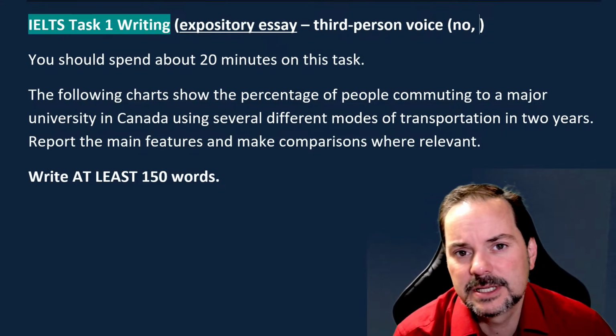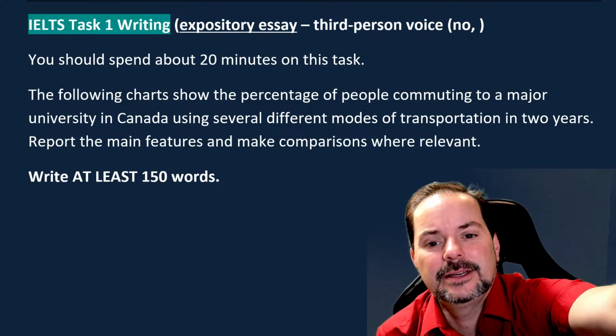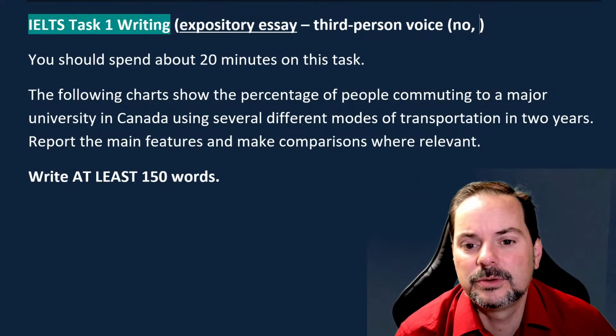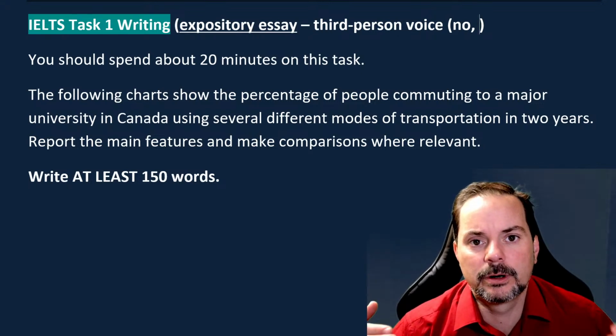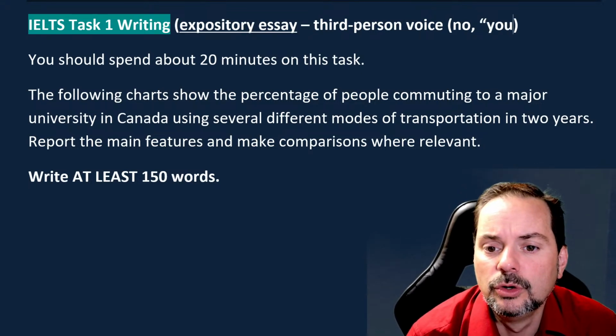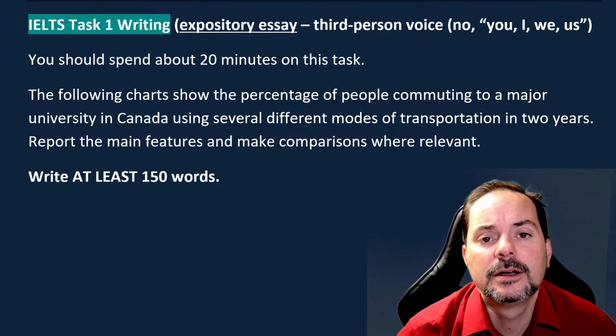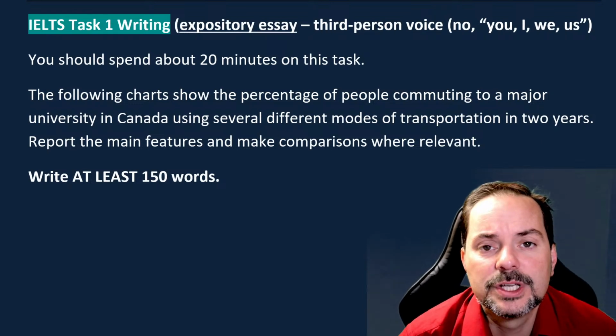Okay, students sometimes ask me that. Is it okay to write us or we? It's okay. I don't recommend doing it too much. Try to keep your reader objective. So no you, I, we, us in third person voice essays.